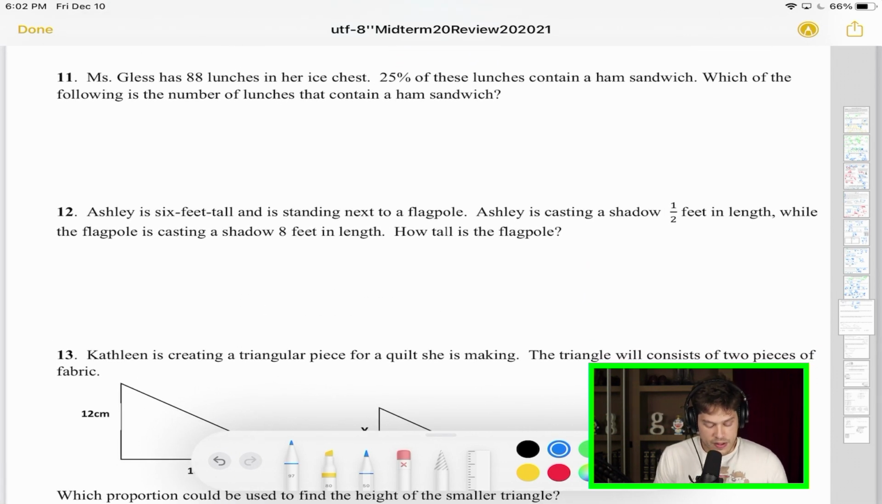Okay. Miss Gless has 88 lunches in her ice chest. 25% contain ham sandwiches. Which of the following is the number of lunches that contain a ham sandwich? Okay, so what's 25% of 88? 25% is like a quarter, right? So you're going to take a fourth of it. What's 88 divided by 4? That's 22. So 22 of these sandwiches are going to have ham.